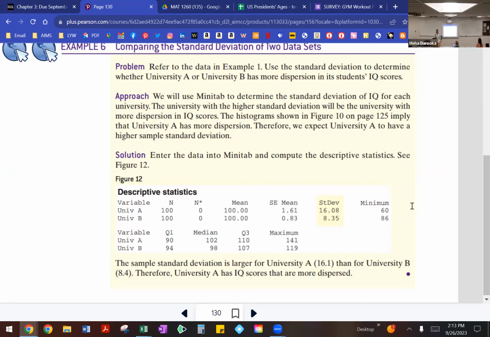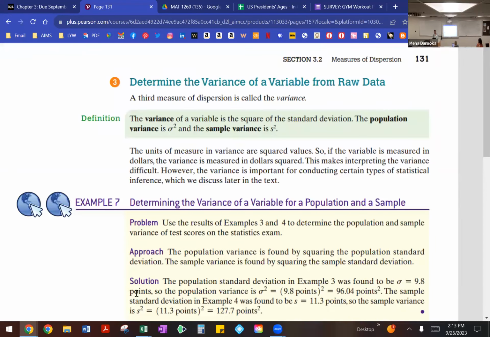Doesn't mean one is better than the other. It just means you are seeing a wider range of data on University A's student list than you are seeing in University B. So a lot of times standard deviation definitely comes in handy when you're trying to do a comparison between two data sets. And like I said, we could do that comparison between our 10 samples that we have done.